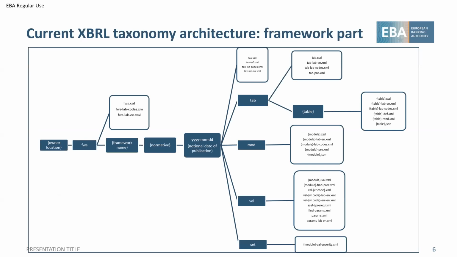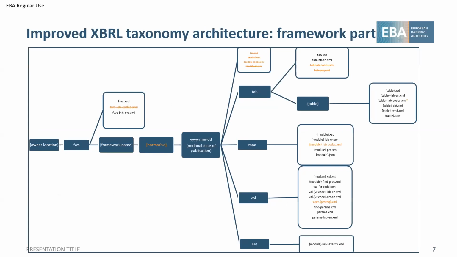The second part is the framework part. This is the current taxonomy architecture, and the proposed one is just to remove several files that are not useful anymore. So you see from the screen that there are no new things, but we only cross out the folders and the files.